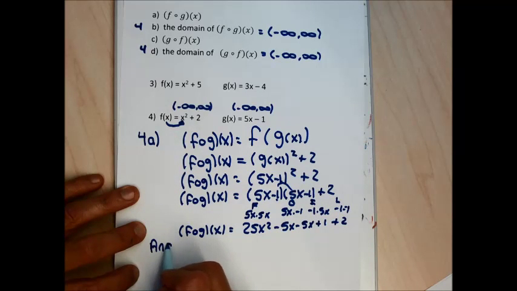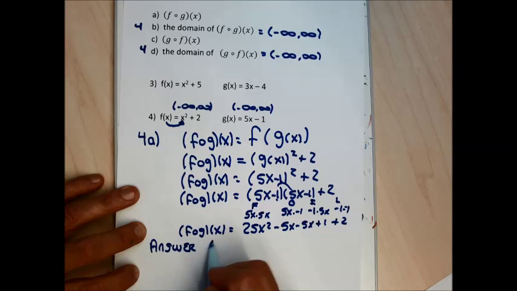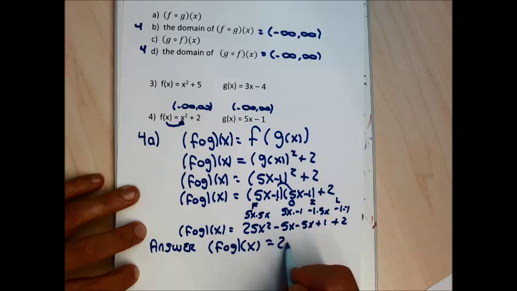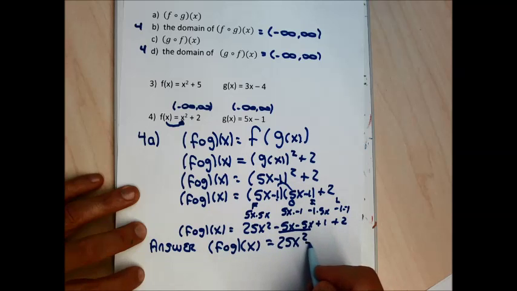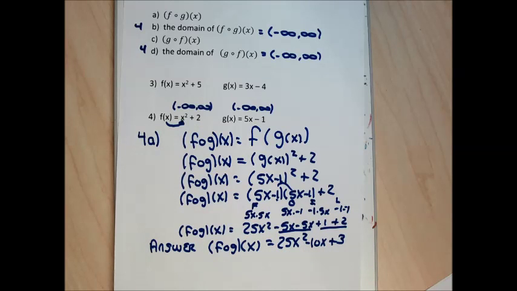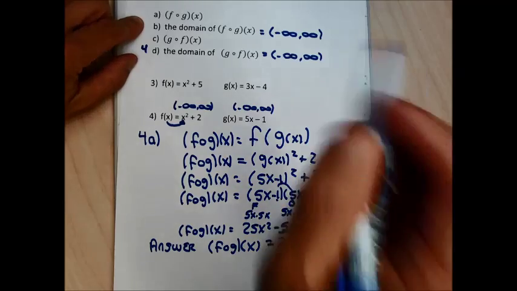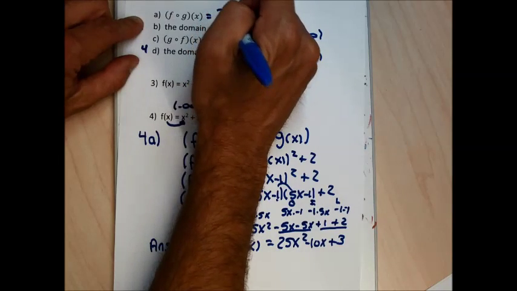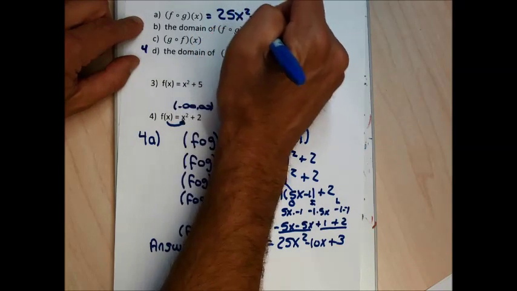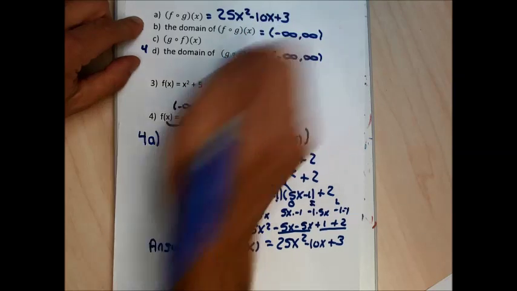My answer to part 4a, or at least an answer that's going to be acceptable for a test, is f composed with g of x. The first, 25x squared, I'm going to leave alone. The outers and the inners I'm going to combine to be a minus 10x. And the constants at the end I'm going to combine to be a plus 3. I don't believe that factors. I'm not even going to make a stab at factoring that. That would be nasty bottoms-up factoring that I don't want to get into. So the answer to 4a, f composed with g of x, is 25x squared minus 10x plus 3.